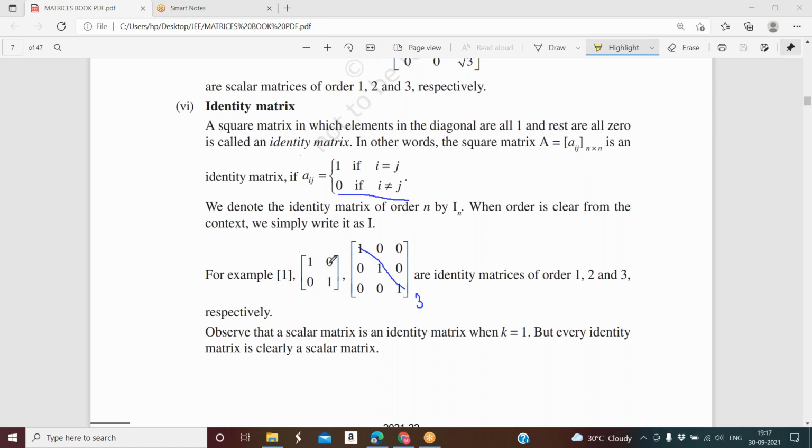See the next matrix, 1, 0, 0, 1. It is a 2 by 2 matrix. The number of rows and number of columns both are 2. The diagonal entries are 1, 1, equal entries, and other elements are 0. So it is an identity matrix of order 2. And the matrix 1 is an identity matrix of order 1.